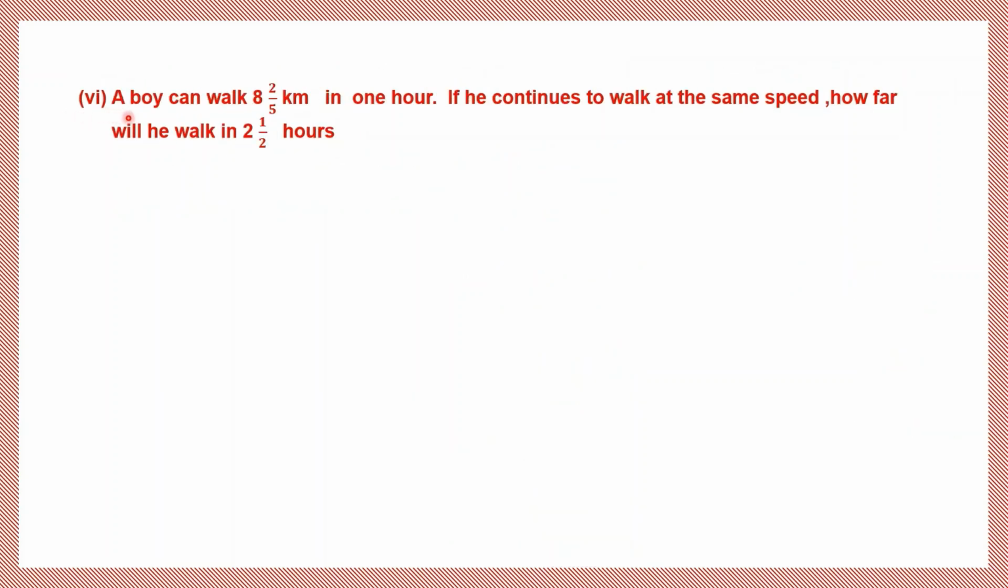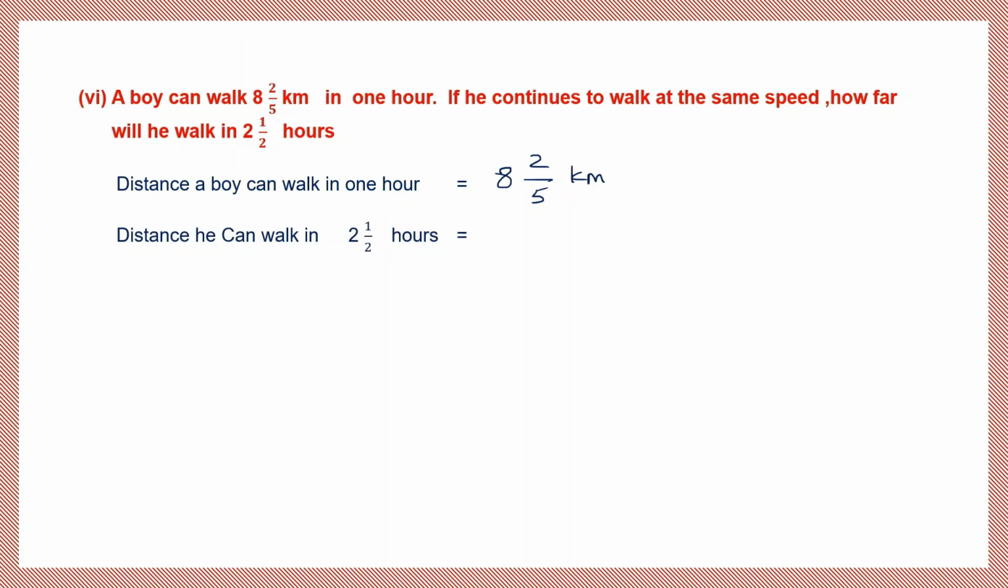Question 6. A boy can walk 8 2 by 5 kilometers in 1 hour. If he continues to walk at the same speed, how far will he walk in 2.5 hours? So in 1 hour it's so much, so in 2.5 hours it will be much more, isn't it? So this is multiplication. So let's start working that out. Distance a boy can walk in 1 hour is 8 2 by 5 kilometers. So distance that he can walk in 2.5 hours will be 8 2 by 5 into 2.5.